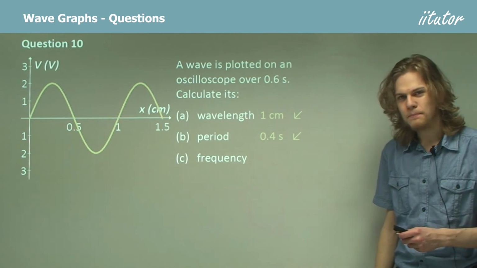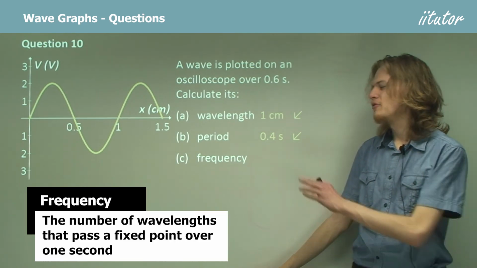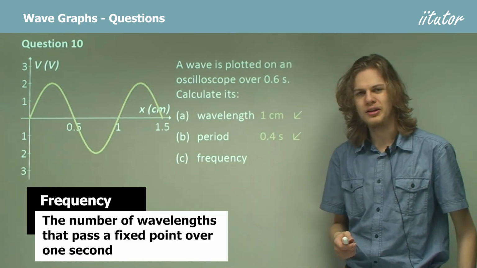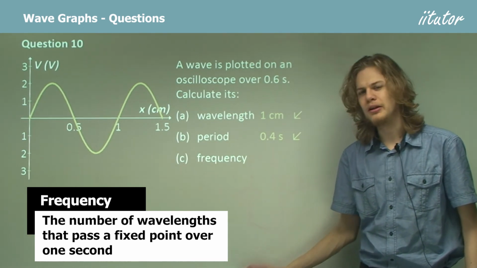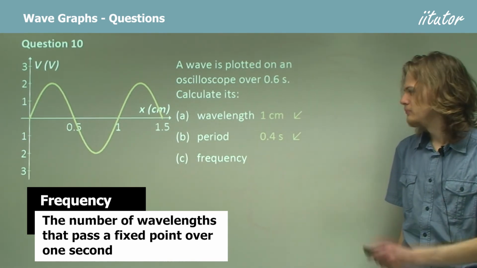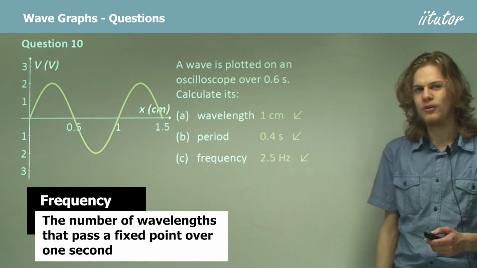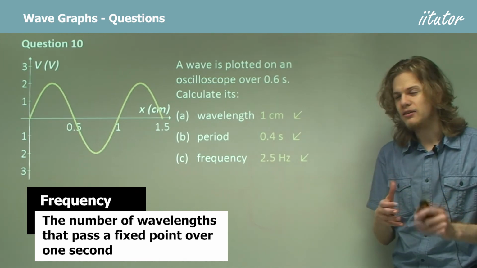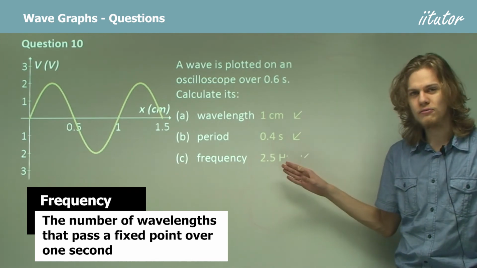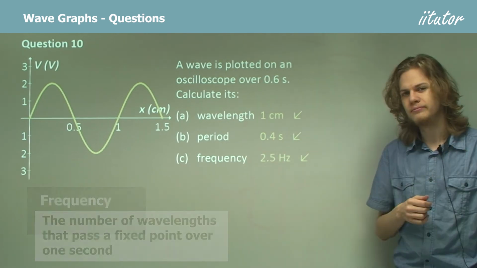Find the frequency. Well, now that we have the period, the frequency will be pretty easy to find. That'll simply be 1 over 0.4, which gives us 2.5. That means that every second, 2.5 wavelengths will pass through a particular point.